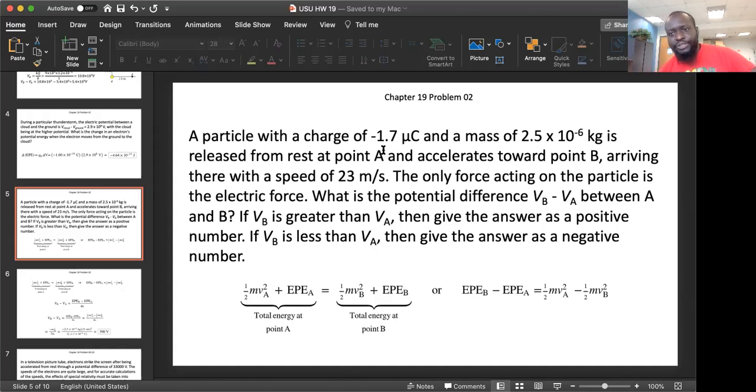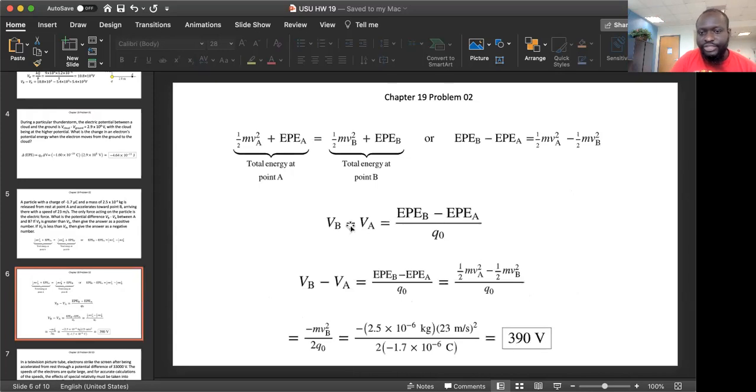Okay, so it's starting from rest and it's a negatively charged particle moving to B. So B will be higher potential because a negative particle always goes from lower to higher potential. So our potential difference is going to be B minus that of A, electric potential at B minus electric potential at A. But we know that electric potential energy is given by Q times potential difference. So that becomes electric potential energy at B minus electric potential energy at A, divided by Q naught, to be our potential difference. So when we do that, we simplify this with EPE B minus EPE A, noting that VA is 0.